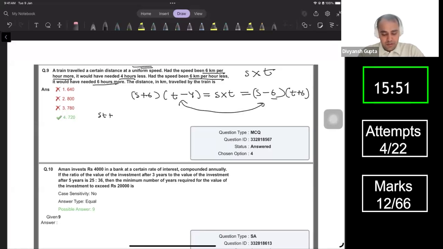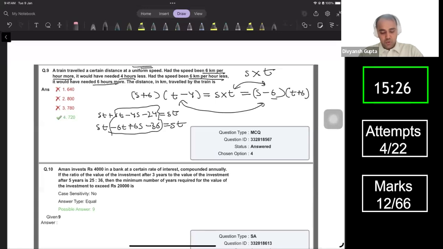You'll get st + 6s - 4t - 24 is equal to st. And if I write the other, I'll get st - 6t + 6s - 36 is equal to st. Which means these two should be able to give me the answer because st cancels. I will be left with two linear equations for two variables.